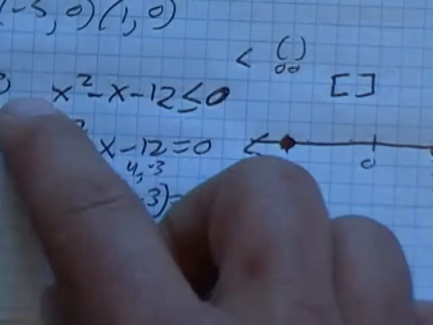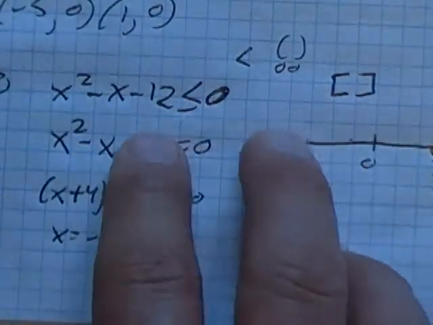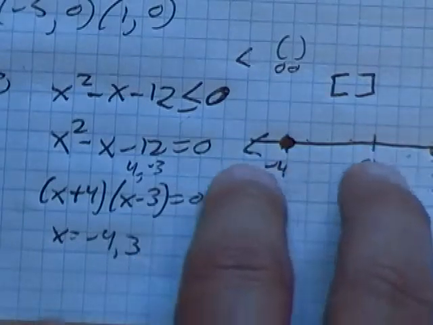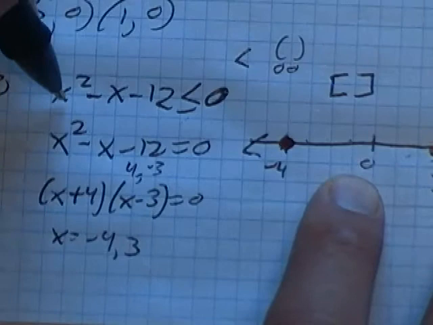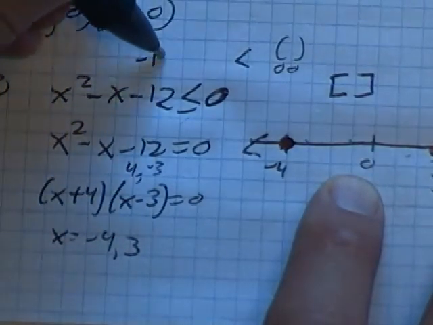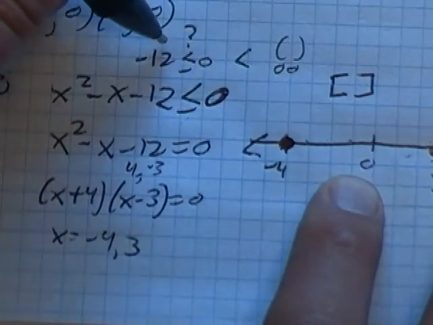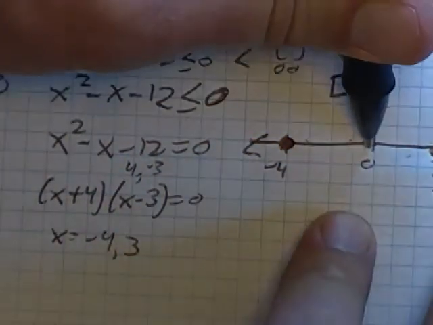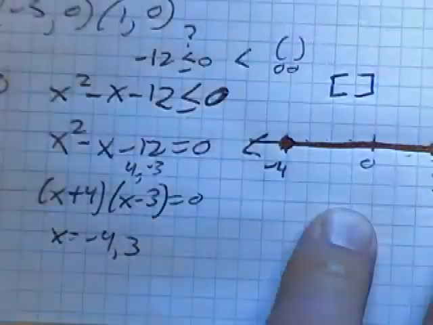So now I have to figure out, when does this dip below zero? When do these values become less than zero? And remember, these regions are usually all or nothing. So let me plug in zero and test it. So plug in zero for x. Zero minus zero minus 12. And then we have to see, is that true? Is negative 12 less than zero? Sure is. So zero works, that means this whole region works. Here's my picture of my inequality right there.